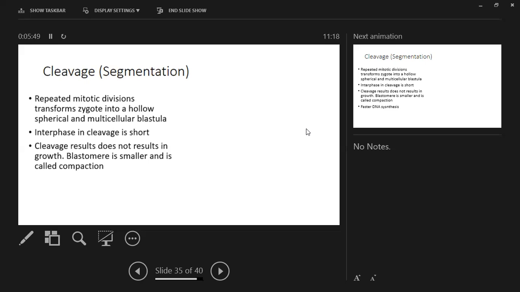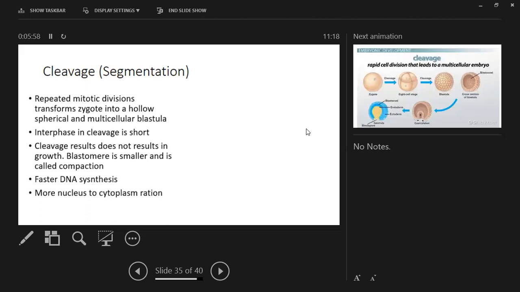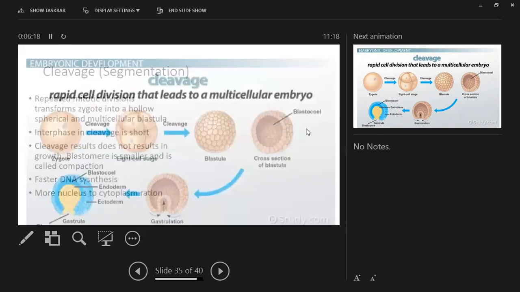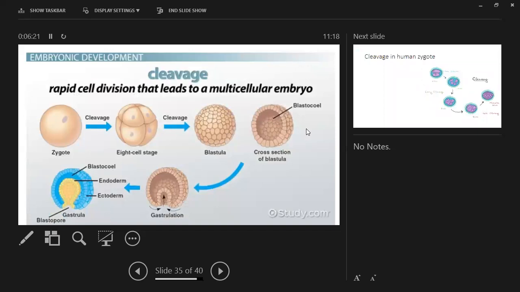So that is compaction. Now here there is fast DNA synthesis. DNA is synthesized very fast and there is a higher nucleus to cytoplasm ratio. A higher nucleus to cytoplasm ratio means the size of the nucleus will be larger as compared to the cytoplasm, because it keeps on dividing. When one nucleus is formed, a small cytoplasm will be formed and then it will continue to divide. Here you can see first the zygote, it undergoes cleavage and creates a cell stage, and that cell stage is called the morula.